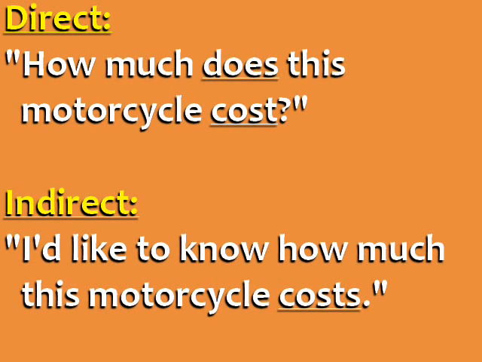Direct. How much does this motorcycle cost? Indirect. I'd like to know how much this motorcycle costs. To form the indirect question, we eliminate the auxiliary verb does and change cost to costs.